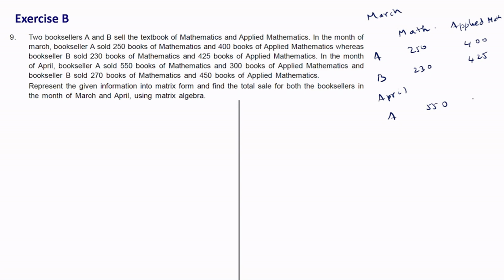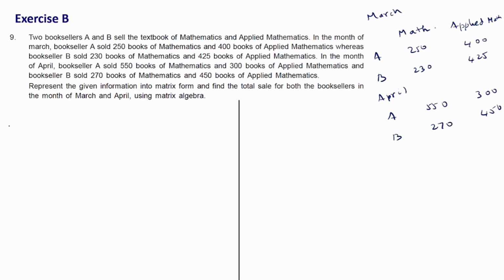Then in April, A sells 550 math books and 300 applied math books. B sells 270 math books and 450 applied math books. So we have to represent this in the form of a matrix, and we have to find the total sale for both the booksellers in the month of March and April.